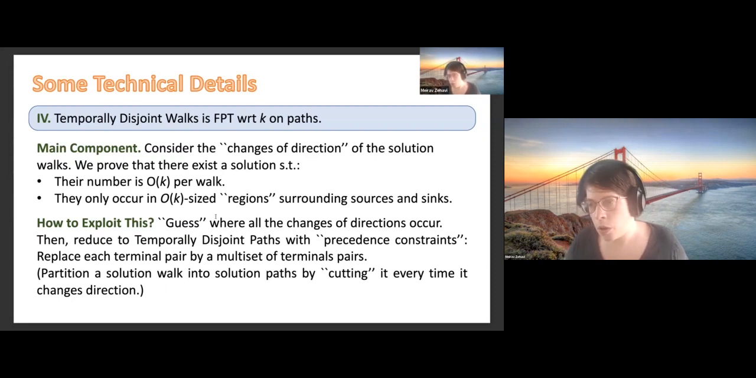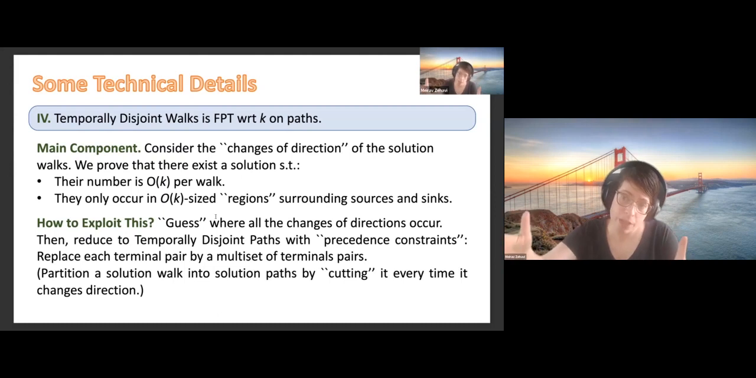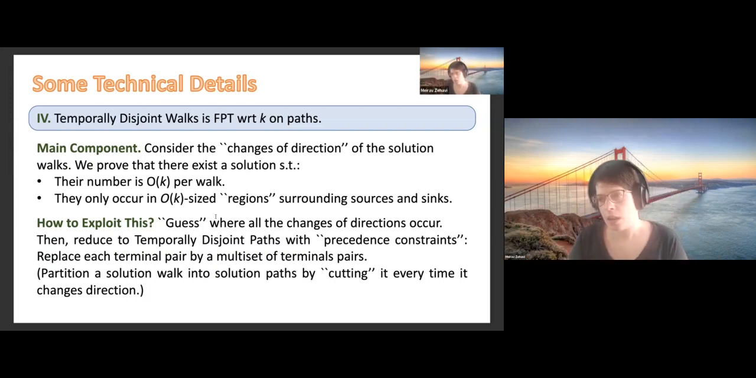So every walk is replaced by a collection of paths, but still some function of k, so that's okay. The parameter is still a function of k. We need to be a bit careful here, because the collection of paths that we get has some precedence constraint. I need that the first change of direction will happen before I go from the first change of direction to the second. That will happen before I go from the second to the third, and so on. But no known algorithm can handle that. It can be modified so that it handles this as well.